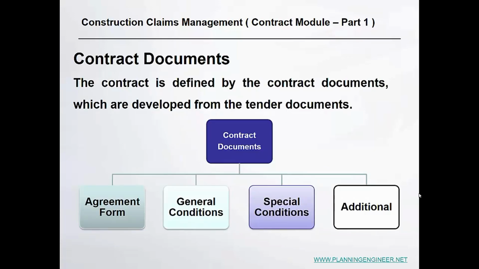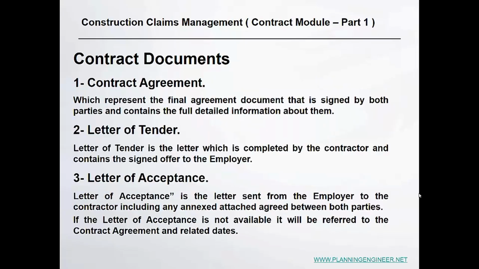We have here the agreement, general condition, and special condition, and this is almost fixed for any construction project. However, we have some additionals, and now we'll talk about them, which include the following. Contract agreement: this presents the final agreement document that is signed by both parties and contains the full detailed information about them.